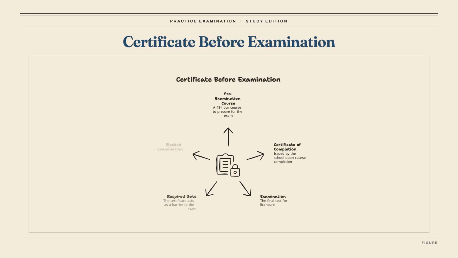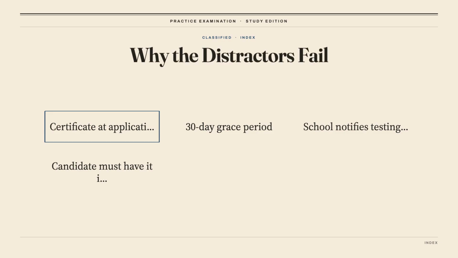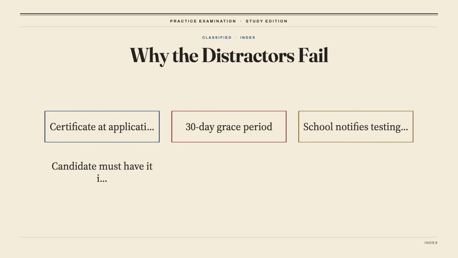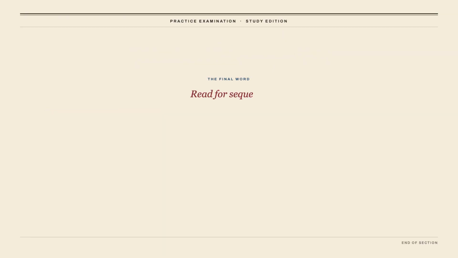The certificate is the school's formal attestation, a verifiable record that education was satisfied before sitting for the exam, rather than something reconstructed afterward from spotty school records. The application stage answer is half right, since the certificate does accompany the application. But the rule also fixes an earlier deadline. There's no grace period allowing documentation to catch up, and a school notifying a testing vendor doesn't replace the candidate's own obligation to have the certificate in hand.